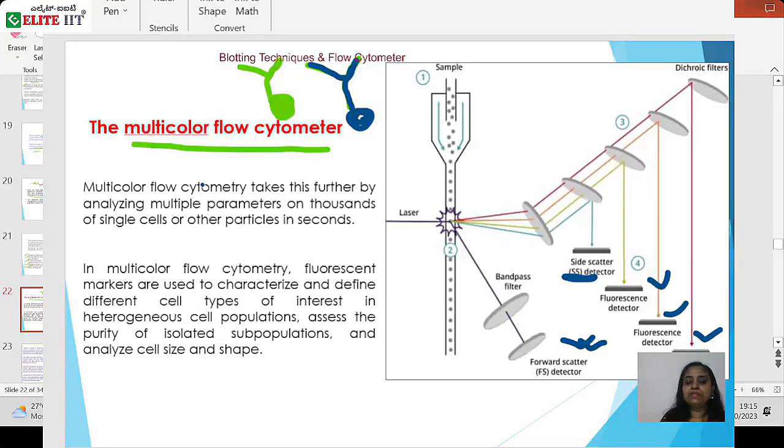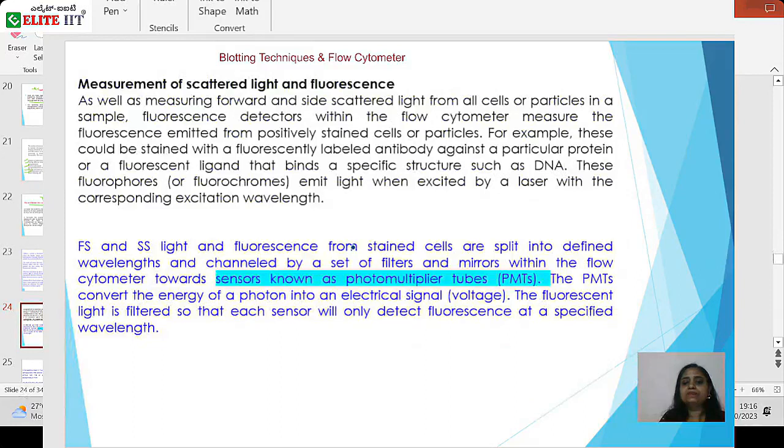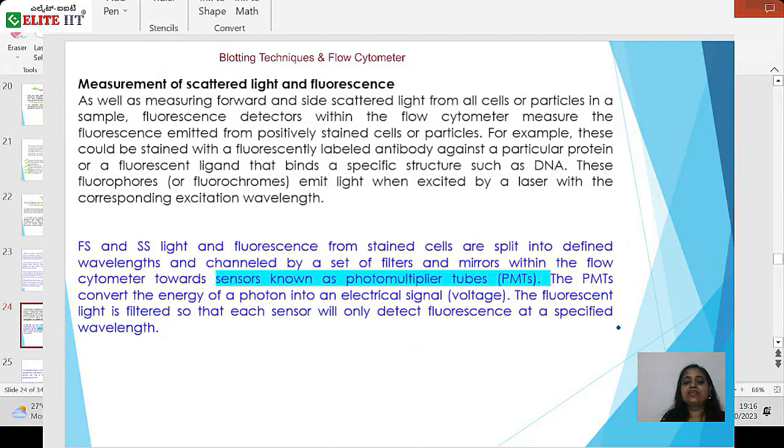Everything is the same, as written here, whatever I told you. So is it clear what the difference is between multicolor and single color? Enough. Yes, ma'am. Same thing is given. Yes. Now, can you mute it whenever you want to talk? Just okay.